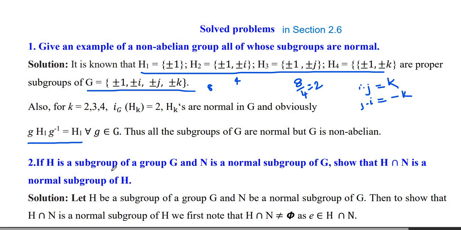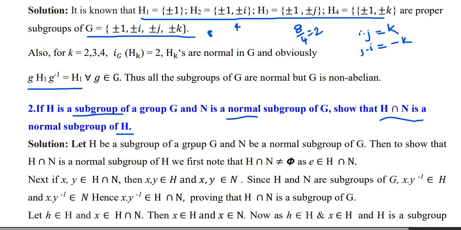So next is: if H is a subgroup of a group G, it is only a subgroup, and N is normal in G, then we are asked to show that H intersection N is normal in H only. So whenever normalcy is mentioned, it has to be mentioned clearly in which group it is normal. So here, given H to be just a subgroup of G and N is normal in G, H intersection N is normal in H is to be established. You cannot have H intersection N to be normal in G.